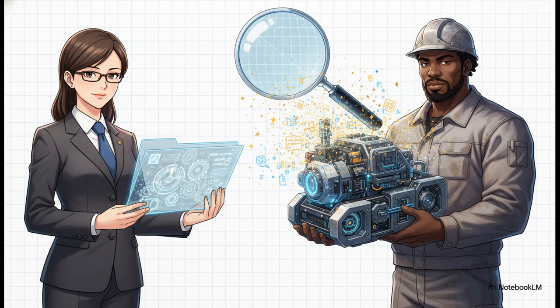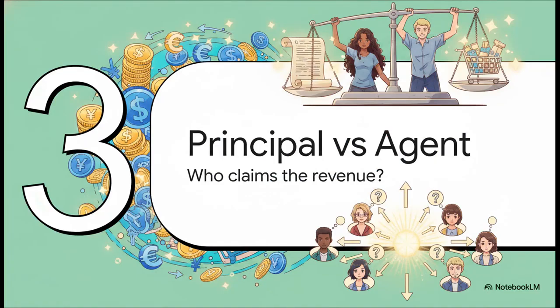And if, for whatever reason, you can't figure out the fair value of what you received, your backup plan is to use the fair value of the services you gave up. All right, Section 3, the principal versus agent dilemma. Let's see who actually gets to claim the revenue when multiple parties are involved in a single sale.